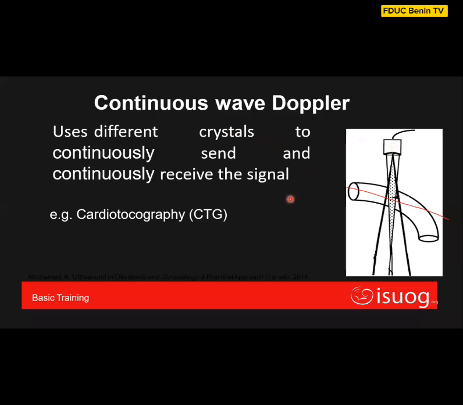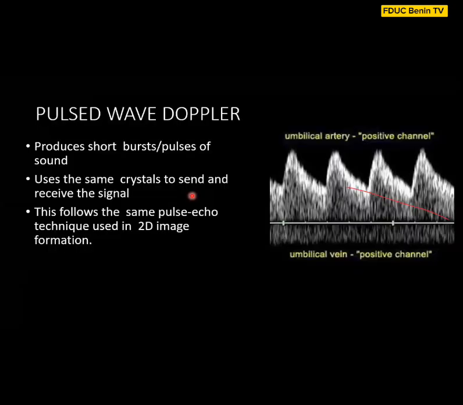So that means CTG is a Doppler image. It will continuously send and continuously receive the signal. If one crystal sends the signal, another crystal receives it. This is the principle in cardiotocography, that's CTG. Then we have what we call pulse wave Doppler. This one uses the same crystal to send and receive the signal, so it produces short bursts of pulses. So this is pulse wave. This is what you see.